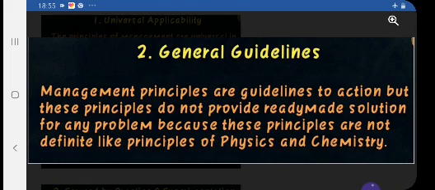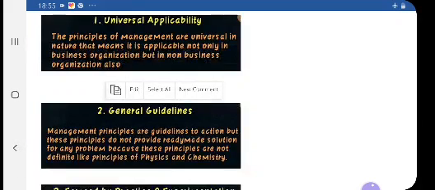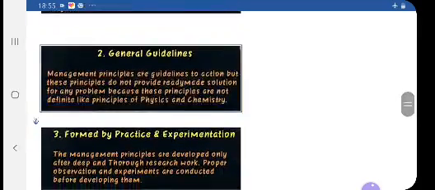So it is not a ready-made solution. Its use depends upon the situation, and it is just a guideline. It depends on your creativity how this principle should be applied in the problems.